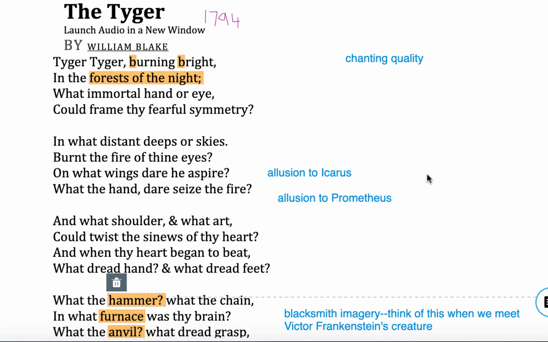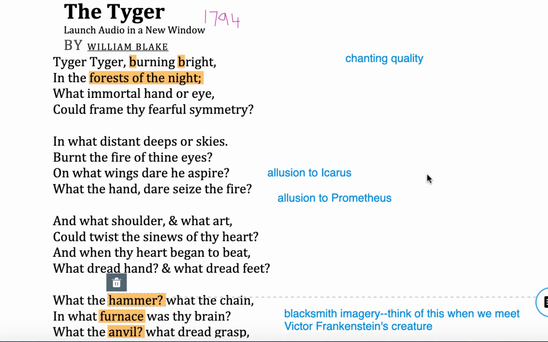On what wings dare he aspire? What the hand dare seize the fire? So we have two pretty huge allusions smacking us in the face. The first one is a reference to the Icarus myth, right? Which is an allusion we see all the time. Icarus, who famously in Greek mythology flew too close to the sun when he was trying to escape the labyrinth, and because of that, he fell into the sea. So anytime you see a reference to people aspiring to do something on wings and there being some sort of damaging or deadly result, most likely that's an Icarus myth.